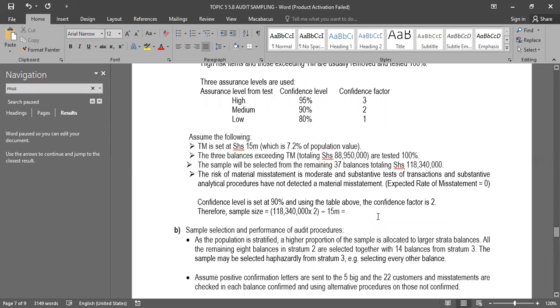Okay, so whatever you get will be your sample size. Now, after having your sample size, you are supposed to consider selecting the sample. Okay, I have the size now. Let me select the sample.